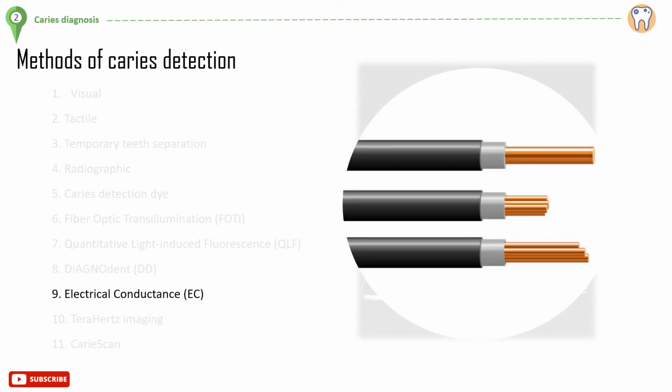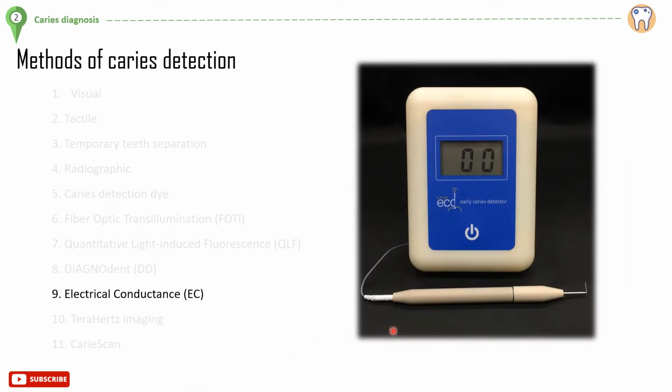Number 9, electrical conductance. It measures the difference of electrical conductivity between sound and caries tooth structure. It should be recorded in the absence of saliva to avoid injury to the surrounding soft tissues, and it is mostly useful to detect occlusal caries.